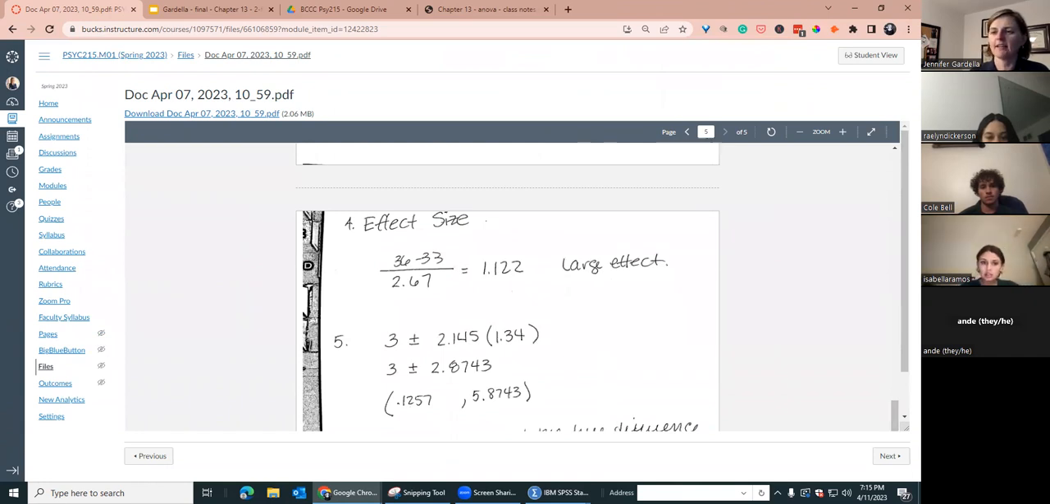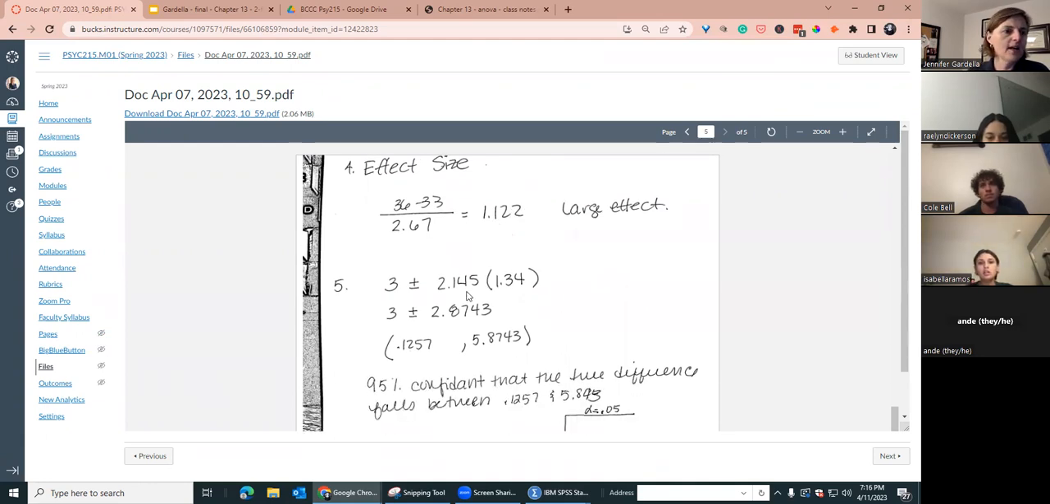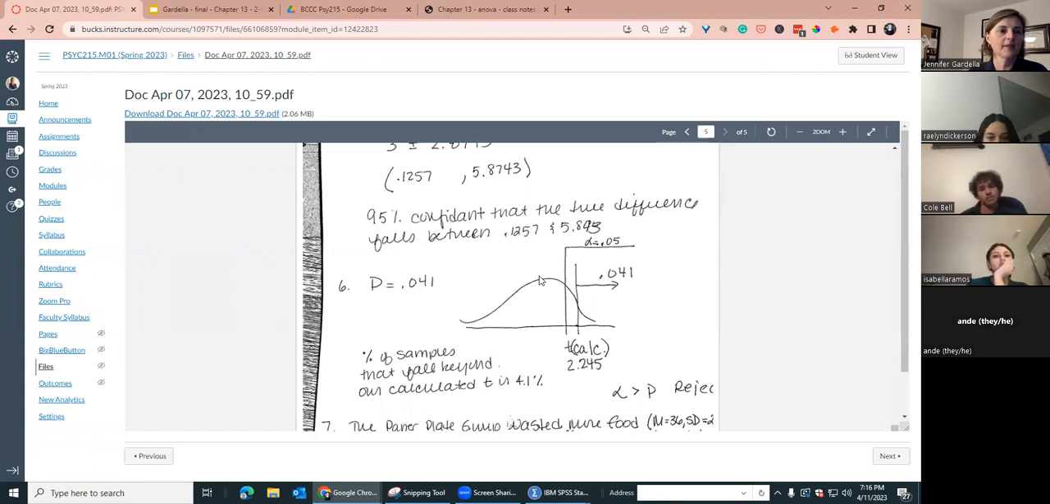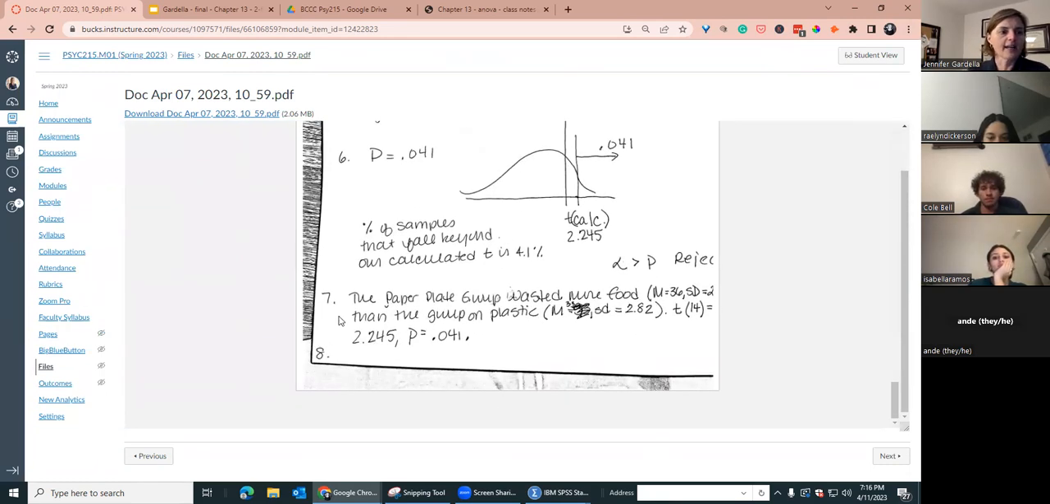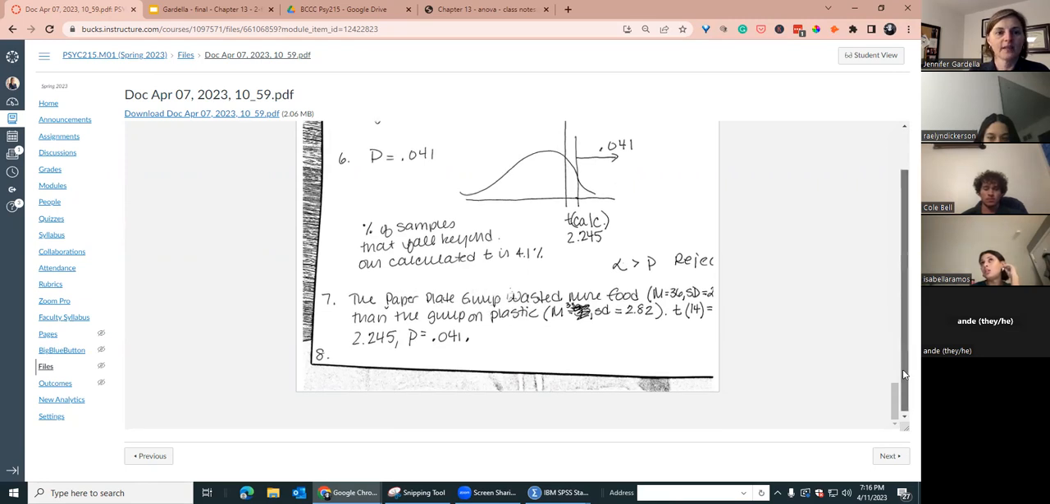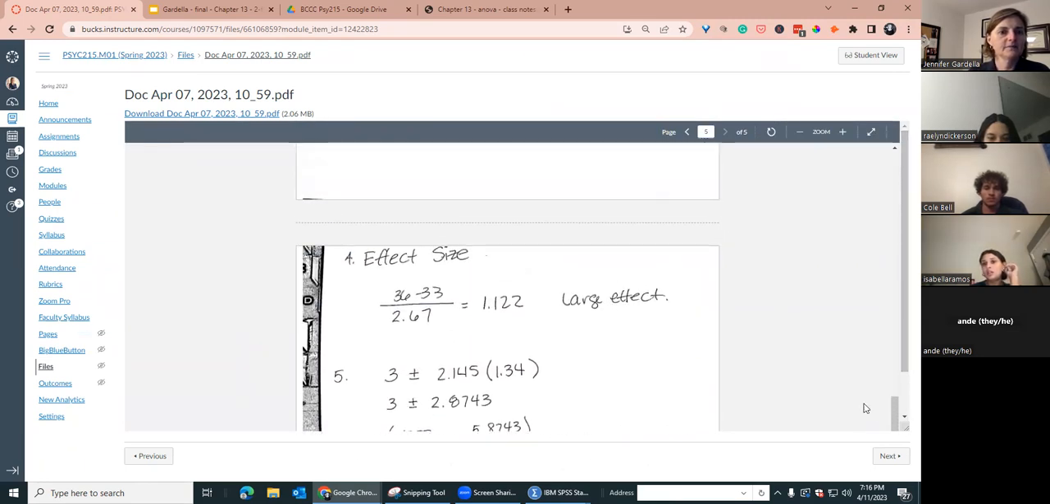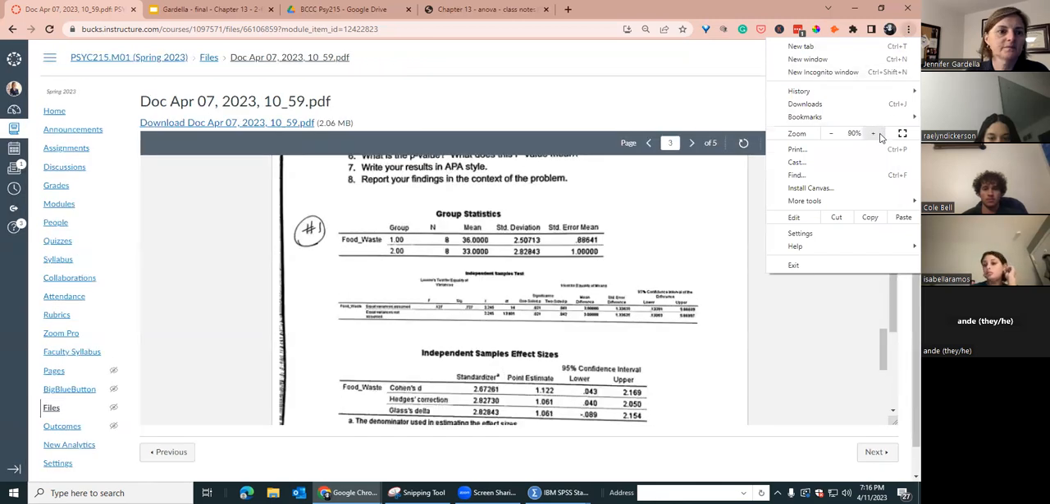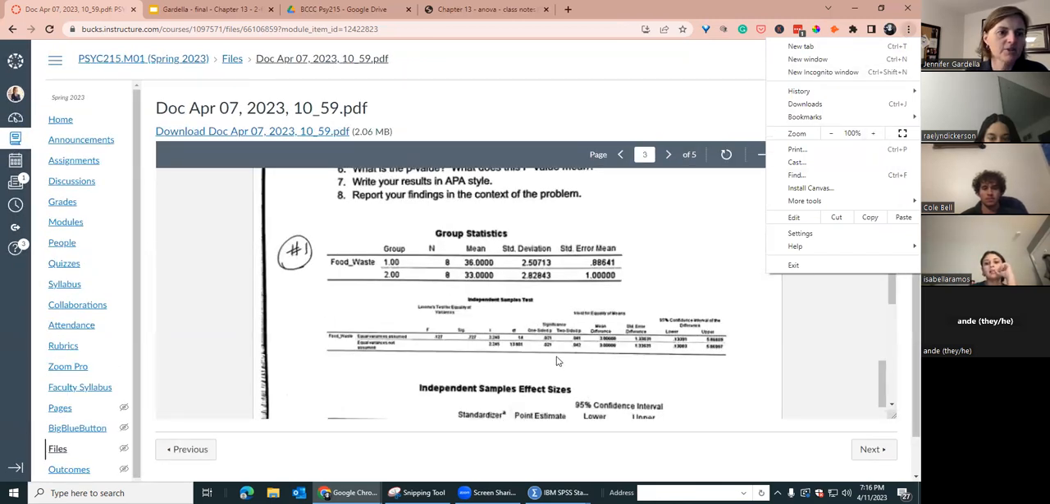Our effect size, again, right from the printout, 1.122. And then here's your confidence interval, which you won't have to compute for the final or for the third exam. And then here's how you write out your final results. So the paper plate group wasted more food, mean, standard deviation, than the group on plastic, mean and standard deviation, and then your T statistic, number of degrees of freedom, 2.245, and your P of 0.041. And again, you can see your P right in the printout. It's really small, but it's right here. So your printout should look like that.